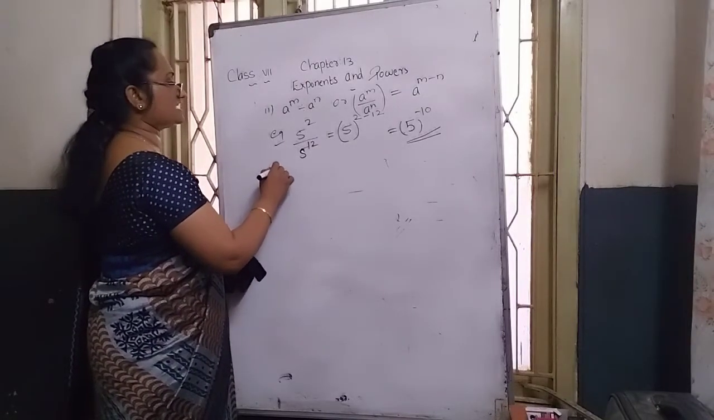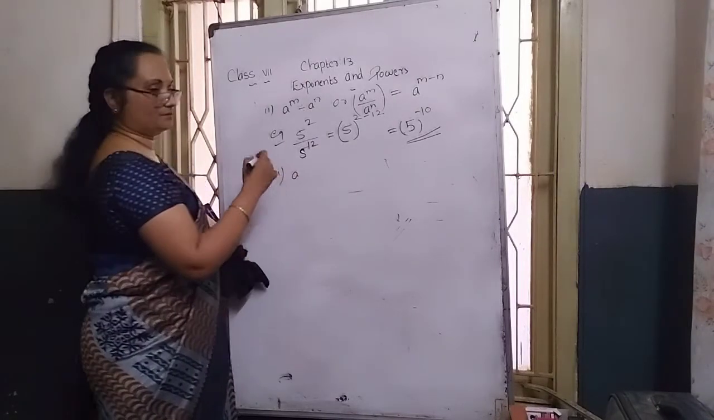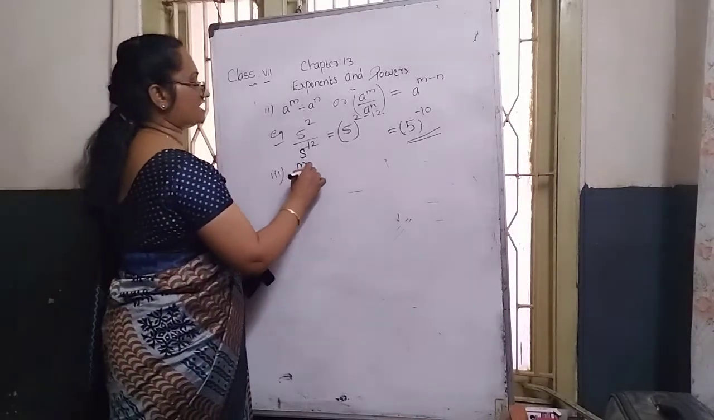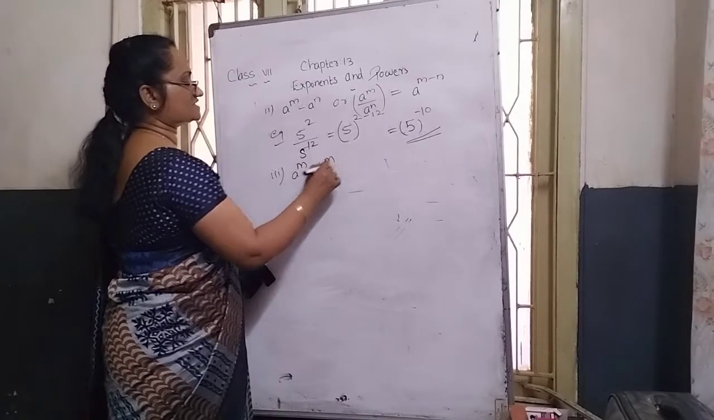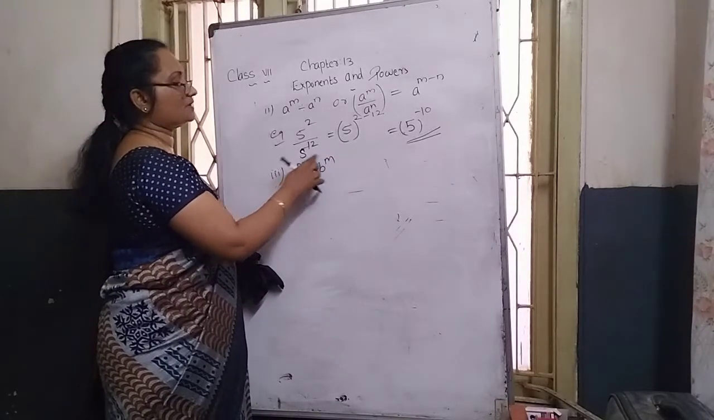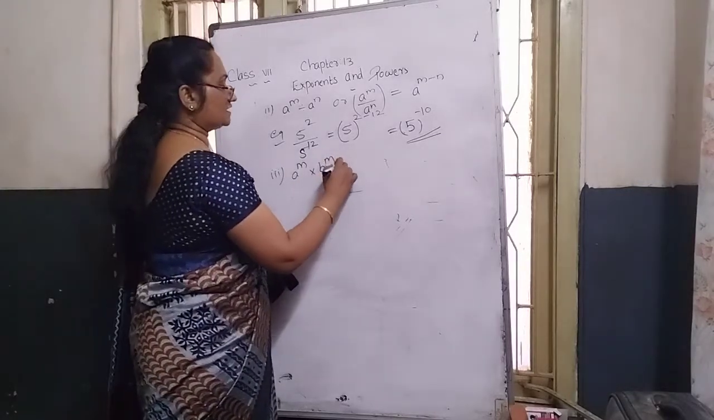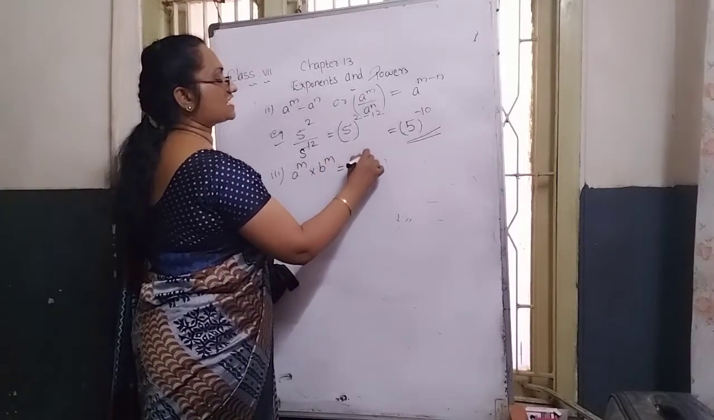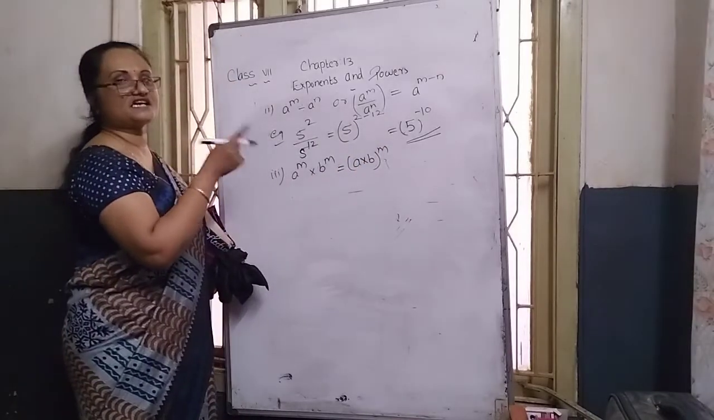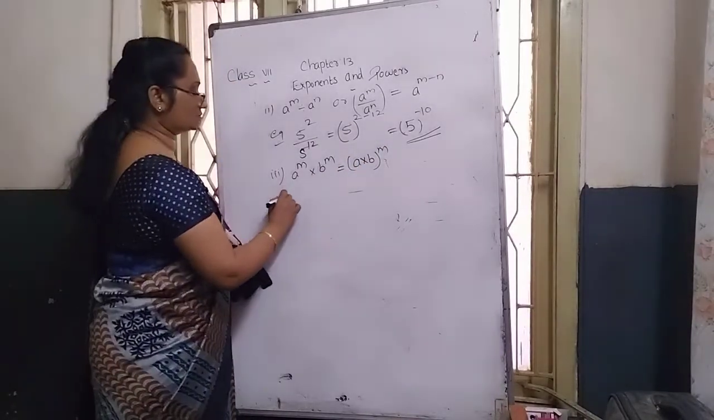The third rule says that different bases are there, but the powers are the same: a raised to m into b raised to m. See, the bases are different, a base and b base, but the powers are the same. At that time, the bases are multiplied and we write the same power. This is the rule.